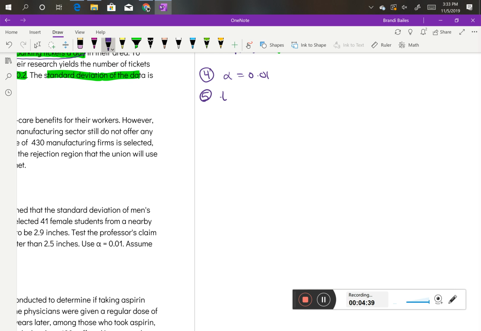So I'm going to say the T dot INV or T dot dist, depending on what method I use in step 6. And the equation is T is equal to X bar minus mu divided by S divided by the square root of n. The next thing I want to do is make sure I can identify all these pieces for this big equation. So x bar, mu, s, n.